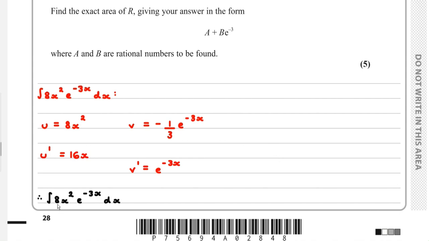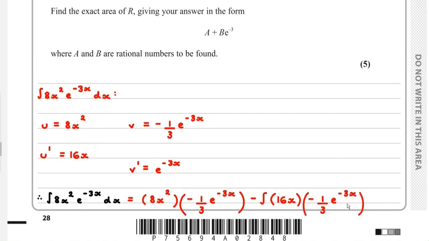So when we integrate 8x squared e to the -3x with respect to x, we have u, which is 8x squared, multiplied by v, which is -1/3 e to the -3x, subtract the integral of u dash, which is 16x, multiplied by v, which is -1/3 e to the -3x with respect to x, and we add on a constant of integration plus c.